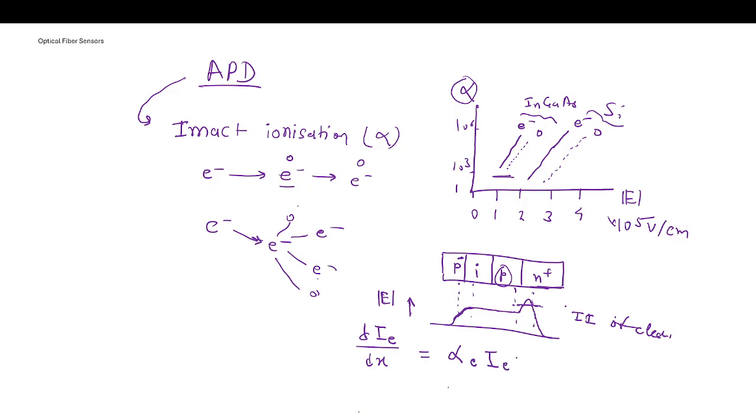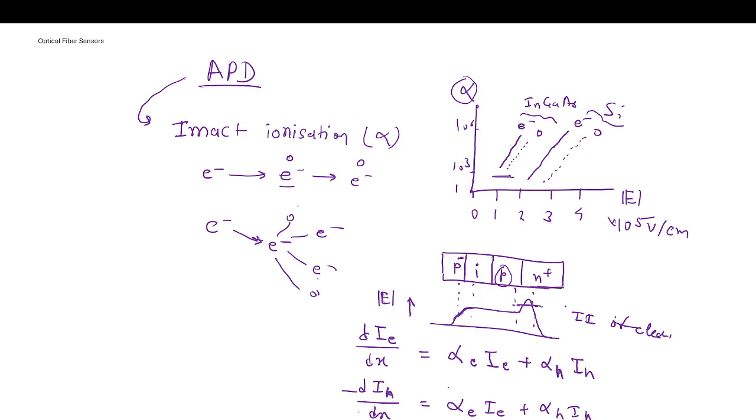and electron current, plus alpha hole, H, IH. Similarly for hole also the same thing, minus H dx, dE, dH IH.